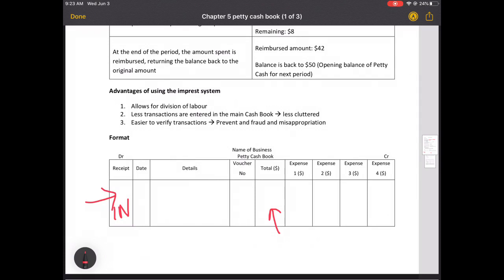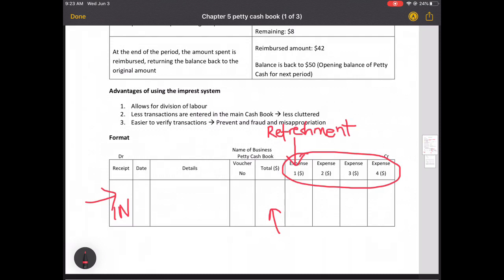You have a lot of similar expenses. And this is where I want to focus your attention: expense 1, 2, 3, and 4. Expense 1, 2, 3, and 4 is usually replaced by categories in a petty cash book. So expense 1 may be replaced by the word refreshment in your petty cash book. They don't actually write expense 1, 2, 3, and 4.